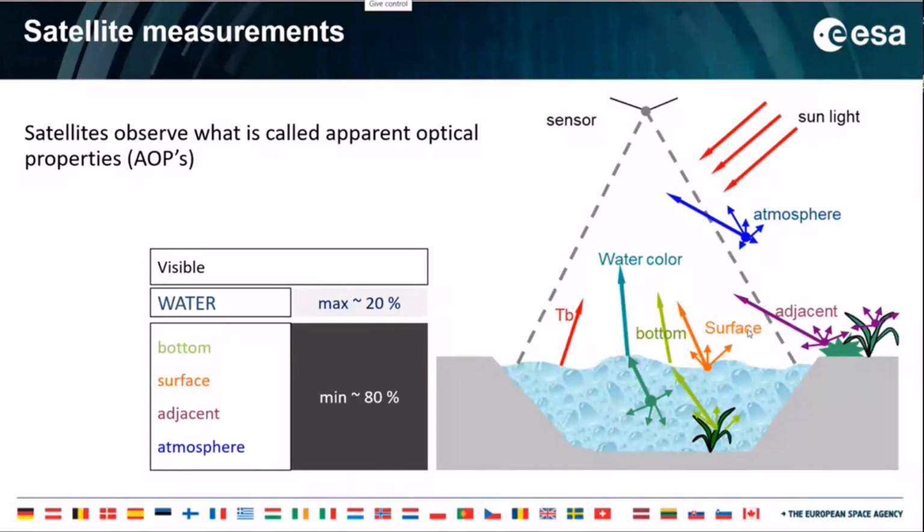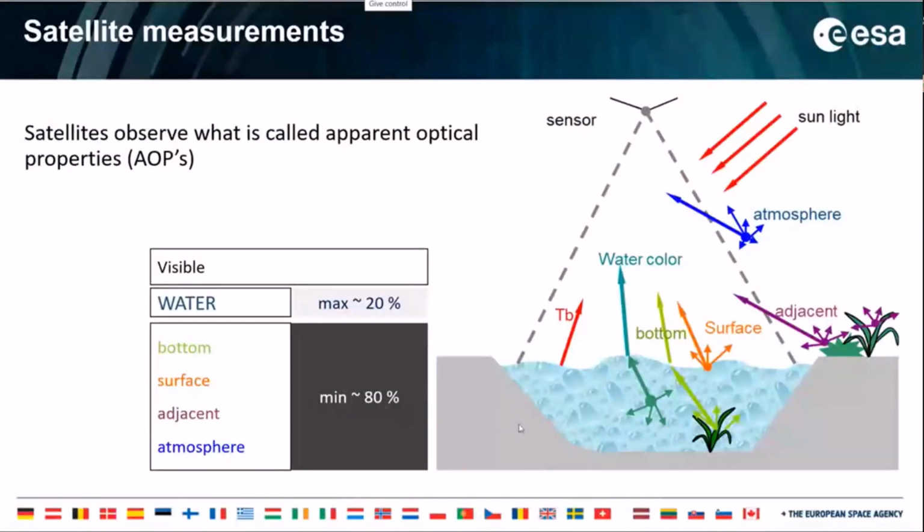This is the idea that land has a higher signal in the optical part of the spectrum than water. So this signal could interfere in the field of view of the sensor. On average, if you look at the visible part of the spectrum, you will see about 20% of the signal will be from this green, we call it watercolor here. But the rest could be coming from the bottom, surface, or adjacent land. And the largest contribution is basically coming from the atmosphere.